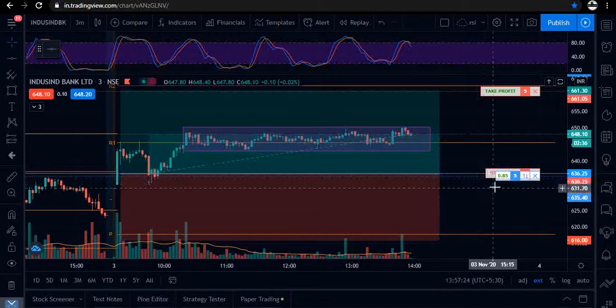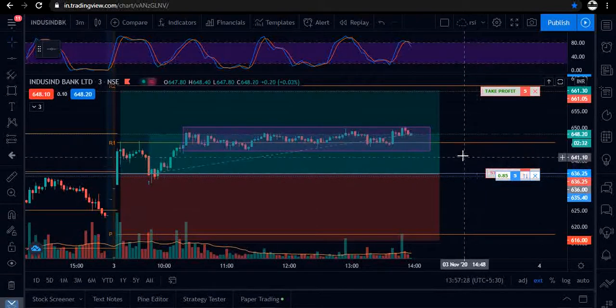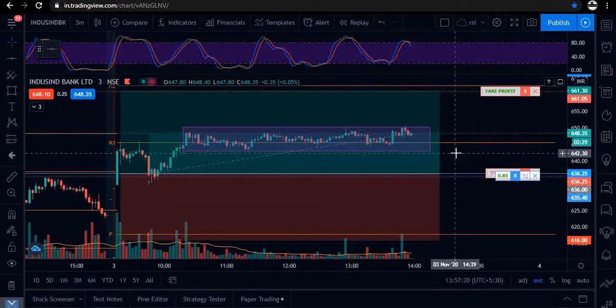So I am thinking, traders, that I can trail our stop loss to some points below this rectangle, because if it gives a breakdown of this range, then there are chances that it will hit our stop loss, so better we book some of the profit.